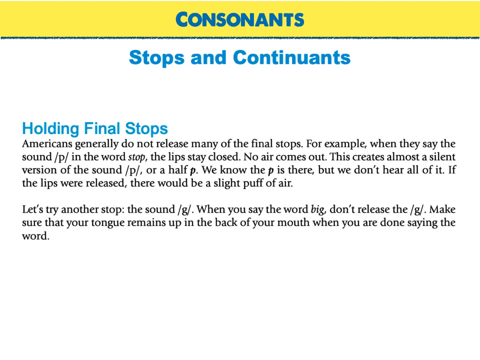Holding final stops. Americans generally do not release many of the final stops. For example, when they say the letter P in the word stop, the lips stay closed. No air comes out. This creates almost a silent version of the sound P, or a half P. We know the P is there, but we don't hear all of it. If the lips were released, there would be a slight puff of air. Let's try another stop, the sound G. Don't say big, say big. Hold the final G sound by making sure that your tongue remains up in the back of the mouth when you're done saying the word.